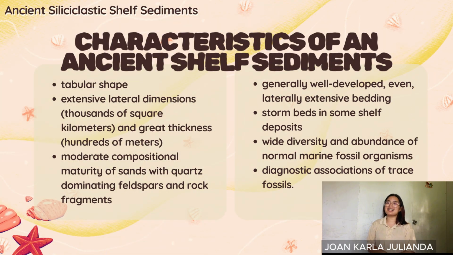Now, let us discuss the characteristics of an ancient shelf sediment. Number 1, it has a tabular shape. Number 2, it has extensive lateral dimensions of thousands of square kilometers and great thickness of about hundreds of meters. Number 3, it has a moderate compositional maturity of sands, with quartz dominating feldspars and rock fragments. And then, it is generally well developed, even laterally extensive bedding. It has storm beds in some of its shelf deposits. It has a wide diversity and abundance of normal marine fossil organisms. And lastly, it has a diagnostic association of trace fossils.